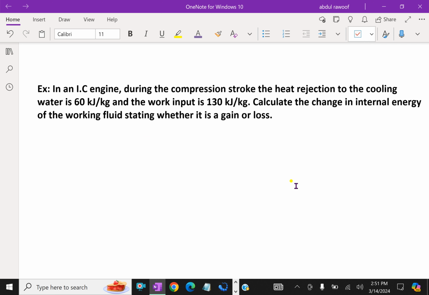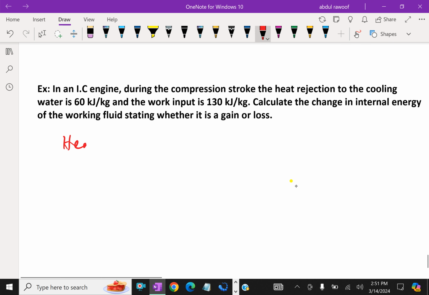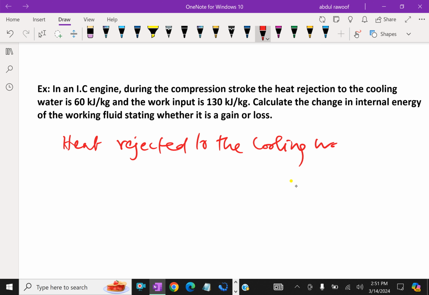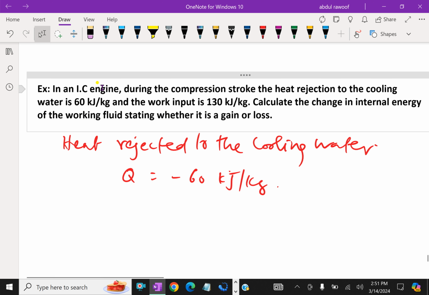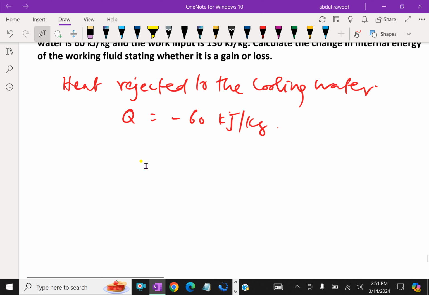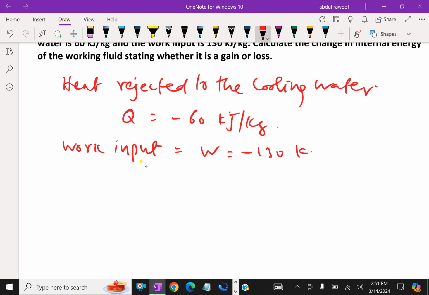First, heat rejected to the cooling water, Q equals minus 60 kilojoule per kg. Minus sign is for heat rejection. Then work input, W equals minus 130 kilojoule per kg. Here also work is supplied, so negative. It is 130 kilojoule per kg.